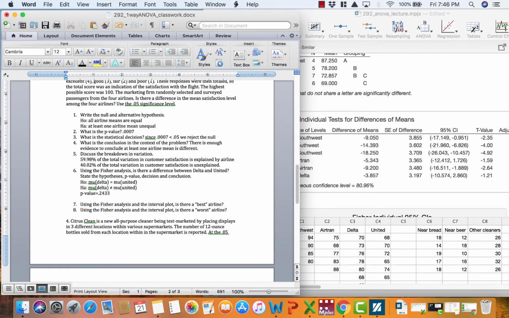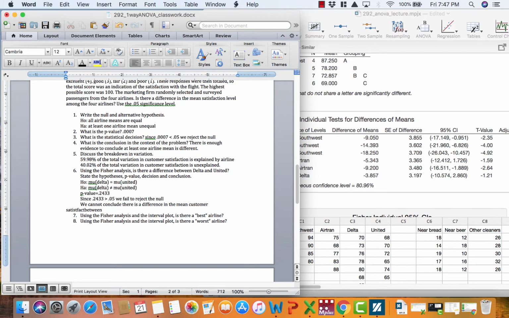Since that's the p-value, what's our decision? Since 0.2433 is greater than 0.05, we fail to reject the null. What does that mean? We cannot conclude there is a difference in the mean customer satisfaction between United and Delta. Again, the population means could be equal for Delta and United.